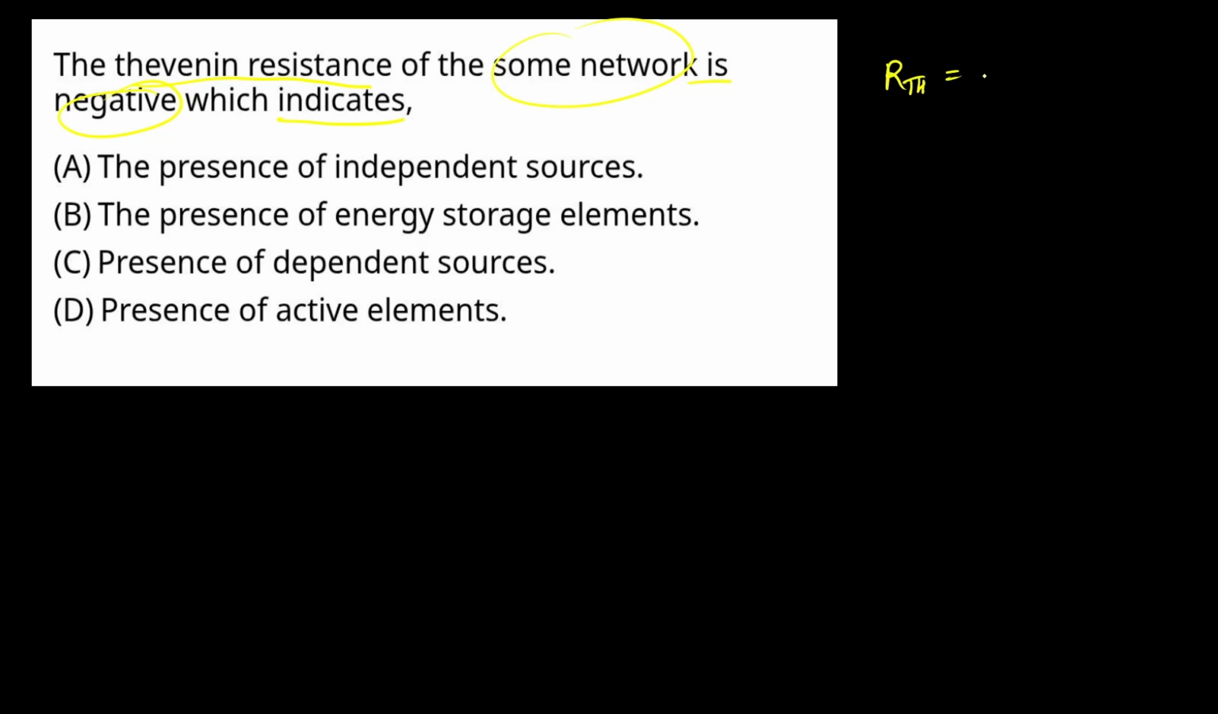It is found that its value is negative. What does it indicate? It indicates the presence of dependent sources in that network. So option C is the correct answer.